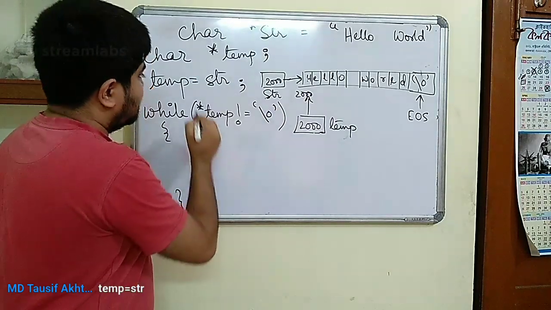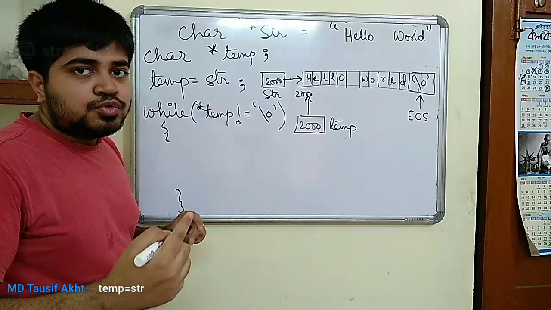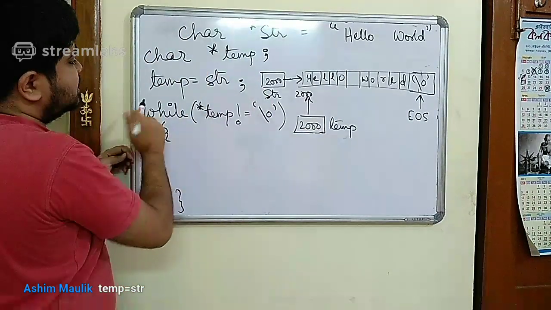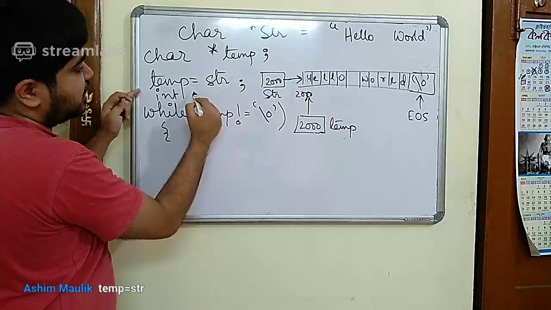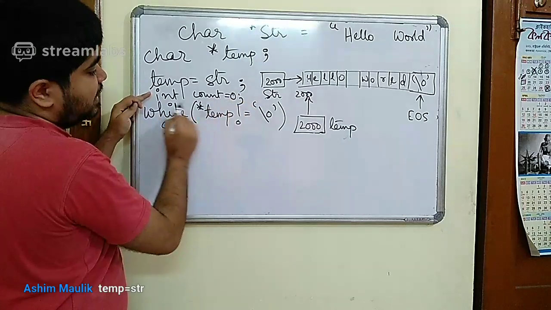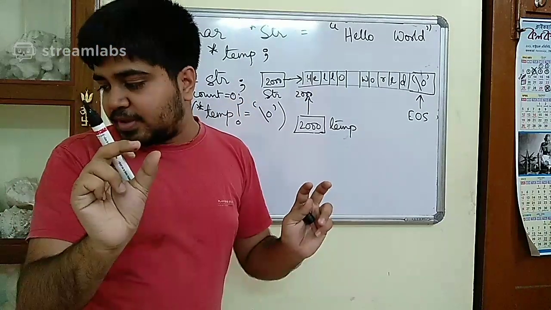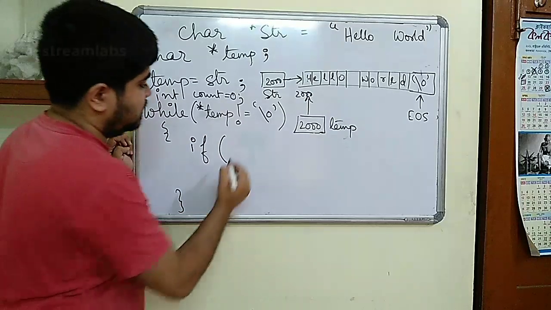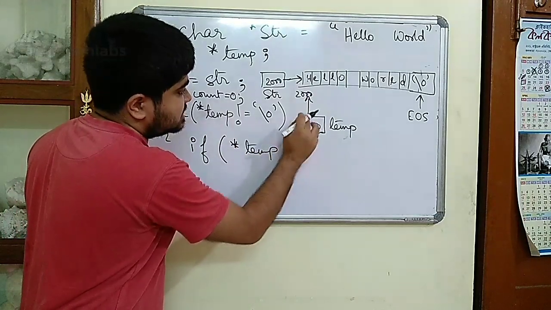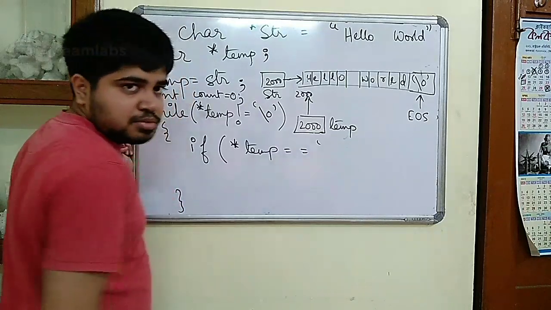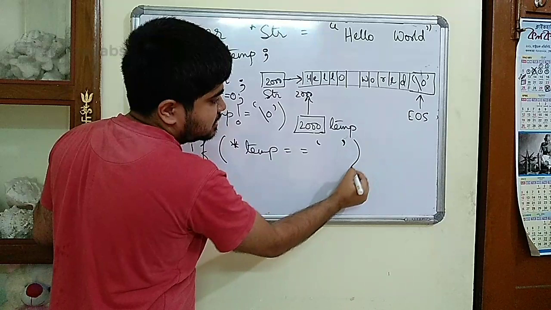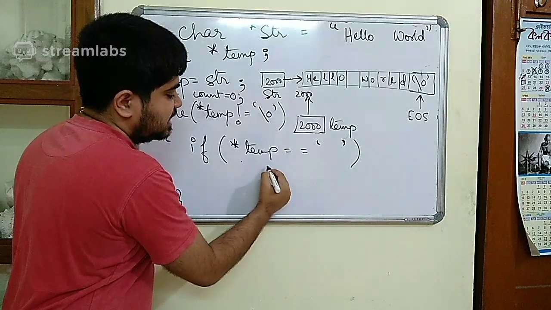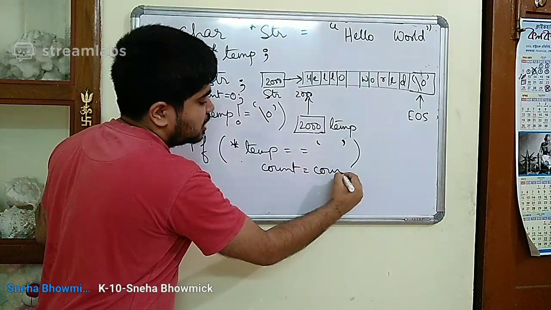And as we are proceeding, we need a count which will count the number of spaces. So for that I will be needing an int. Over here I am writing int count equal to 0. This is a simple count variable which will hold the number of spaces. If star of temp, that is the content, is equal to a space, single quote space single quote close, if this is the case, you will simply increase count is equal to count plus 1.